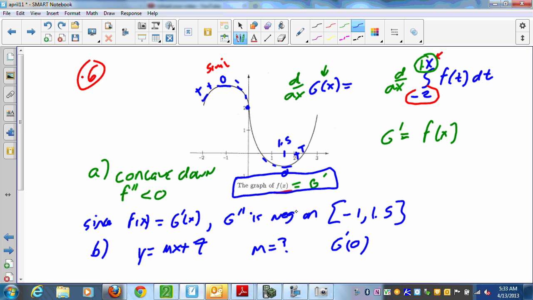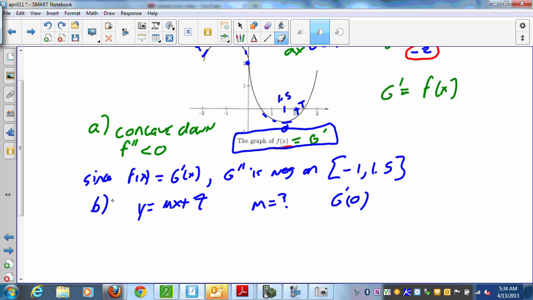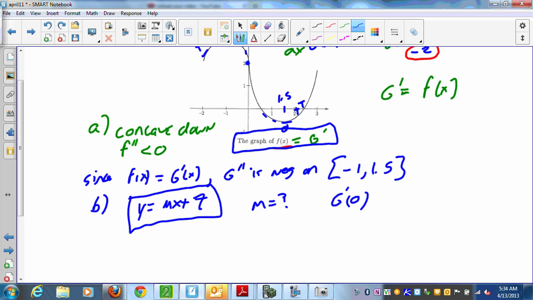And then they want to know what is the value g of 0. So that shouldn't be too hard to figure out, but you are going to have to use this equation here to help you with that. All right, part C.